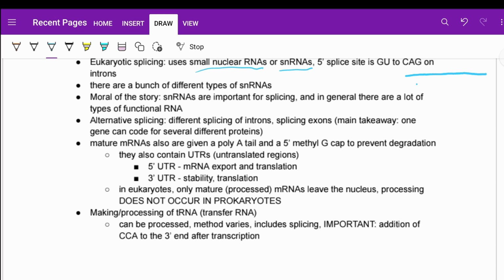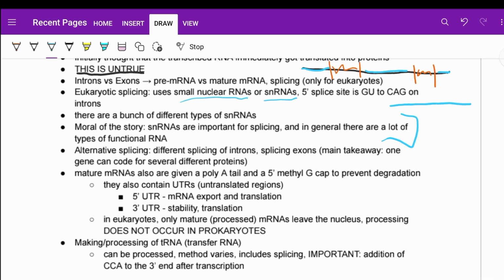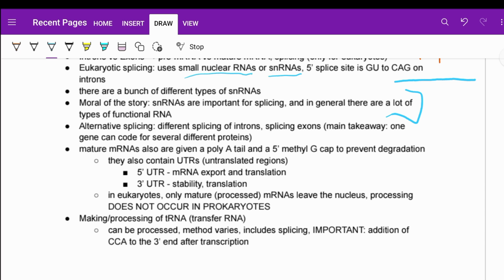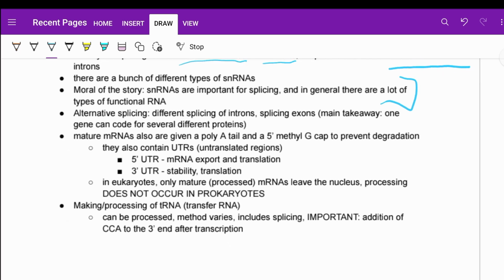Yep, that's what I just said. So alternative splicing is when you can splice introns and exons in different ways to make different proteins. So one gene can code for a ton of different proteins because you splice it differently.